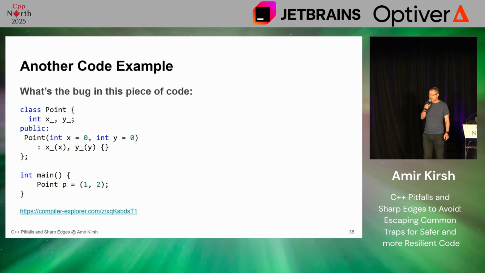Another code example. What's bad here? What's the problem? Can you see? There is a very simple class Point, and you want to initialize the point with 1 and 2. So the point would be initialized with 2 and 0. The 2 would go to the x, and the 0 would go to the y. And the reason is that we are calling the comma operator that returns the last element. The 1 is being waived, and we just take the 2.